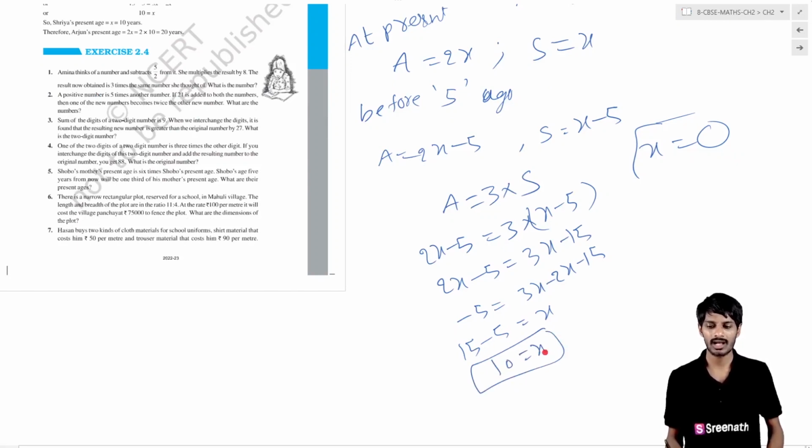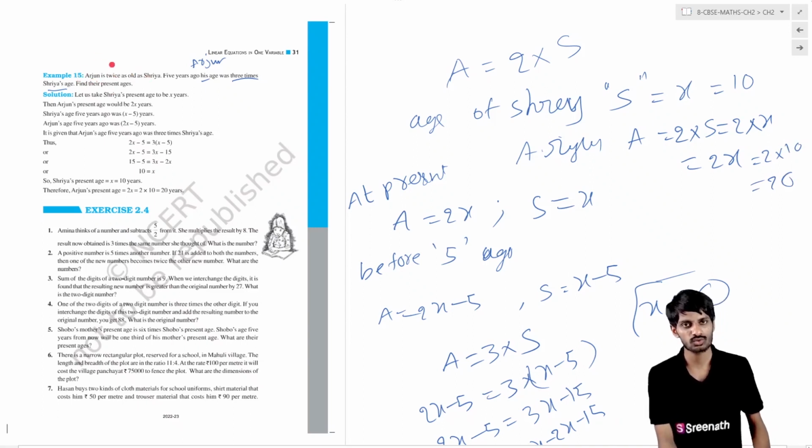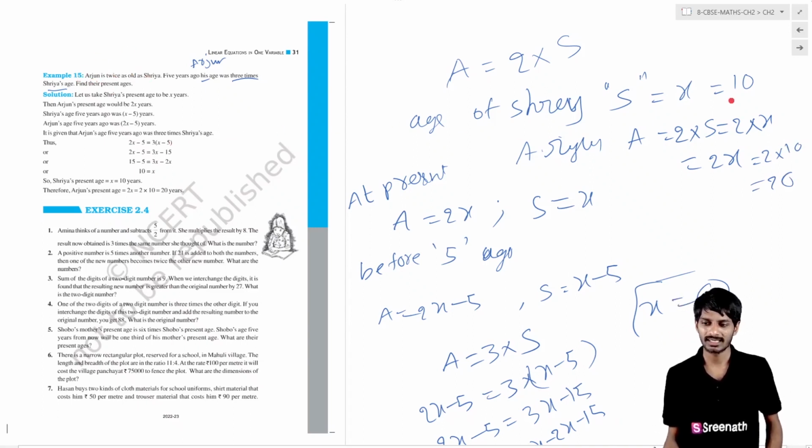So finally we got the answer. The value of x is equal to 10, which means the age of Shreya is equal to 10. At present the age of Shreya is 10. And what is the age of Arjun? The age of Arjun is 2 into 10, that is 20. What was given is that Arjun is twice as old as Shreya. So Shreya is 10 and Arjun is 20, which is double, twice. So we have concluded it.